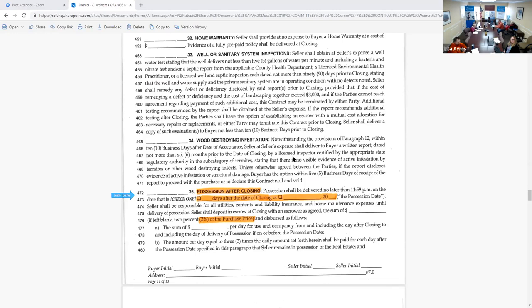That's on line 472. On 473, we've expanded this a little bit, and it now says possession shall be delivered no later than 11:59 p.m. on the date that is, check one, blank days after the date of closing, or you insert the date. Now, on line 476, we used to say that the escrow would be 1% of the purchase price if you left that line blank. It's now 2%. So don't leave lines blank. It'd be a message.